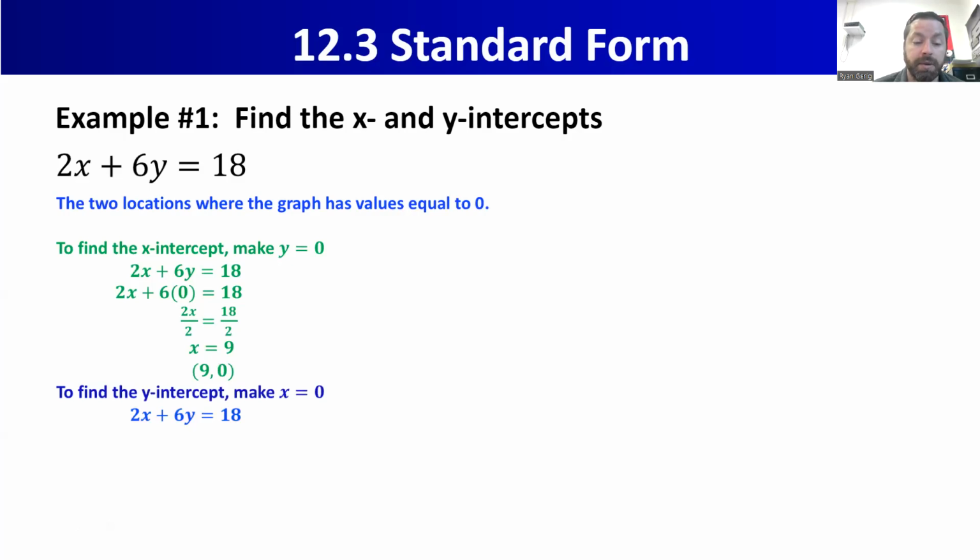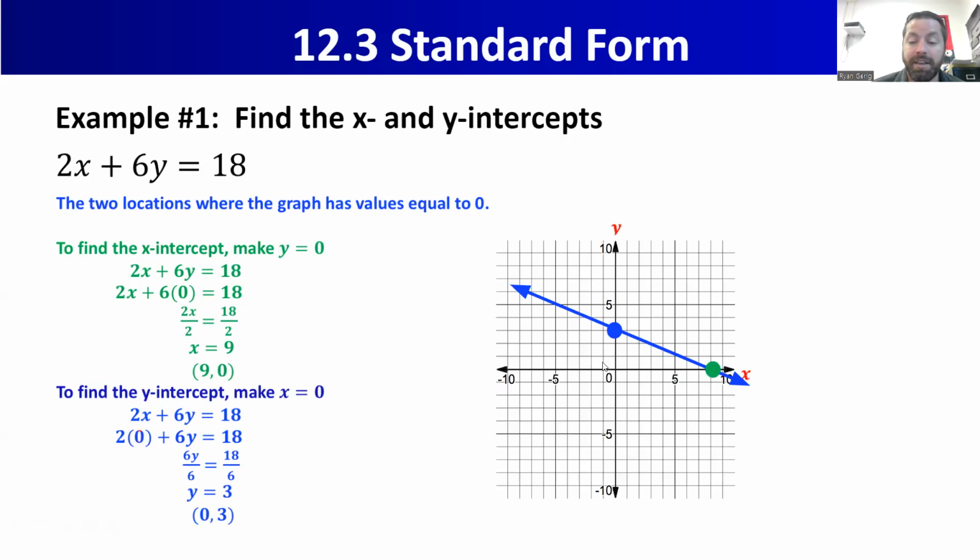To find the y-intercept, you put 0 in for x. So 2x plus 6y equals 18. 2 times 0 is 0. 0 plus 6y is just 6y equals 18. Divide by 6, I get y equals 3. So that is the point 0 for x and 3 for y. Now, if I plot those two points, I get the same line that was on the previous slides. So (9, 0) and (0, 3) give me the line I have there.